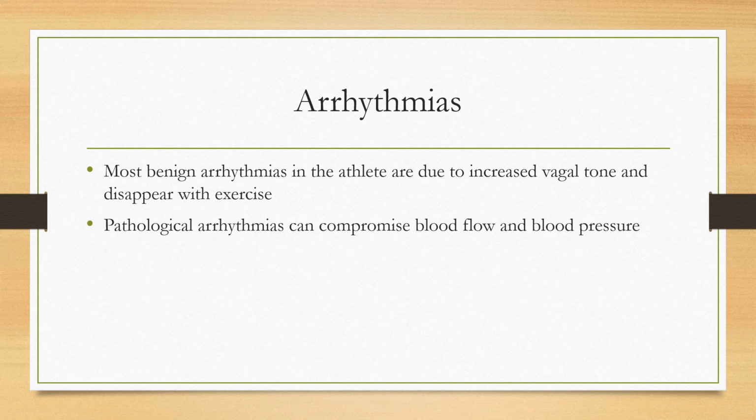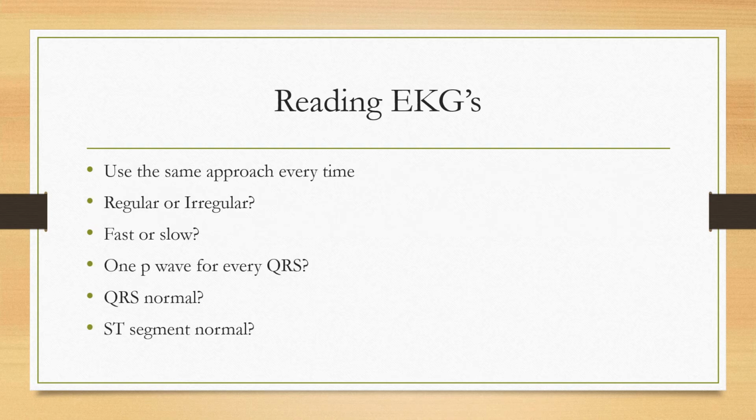So most benign arrhythmias in the athlete are due to increased vagal tone and then disappear with exercise. And why we really care about arrhythmias is because they can compromise blood flow and blood pressure. So like I said, reading EKGs previously, this is one thing that can really help you: you need to use the same approach every single time.